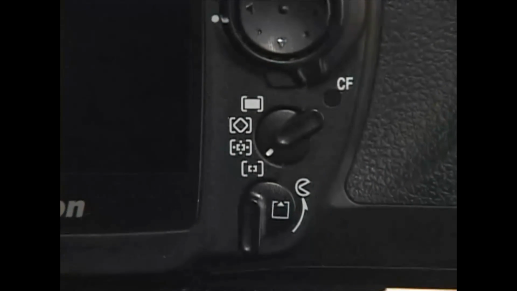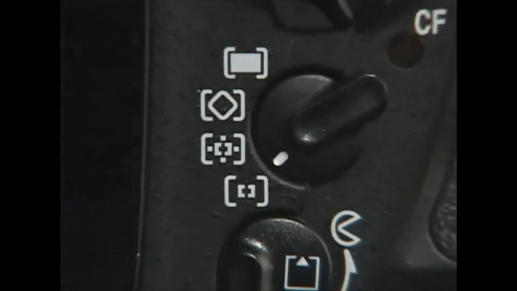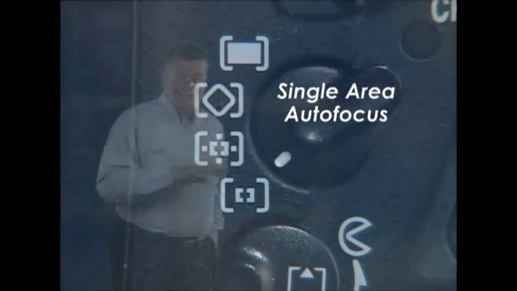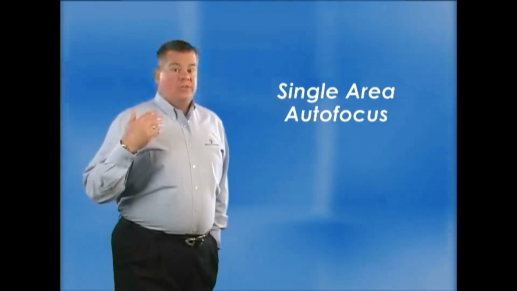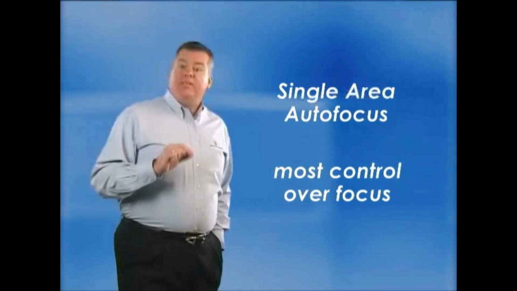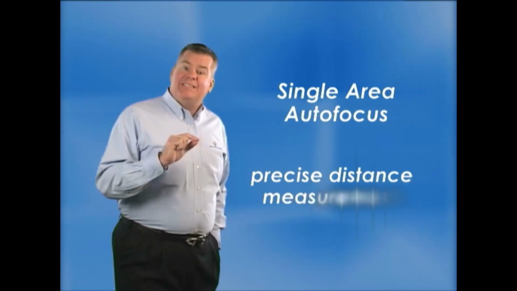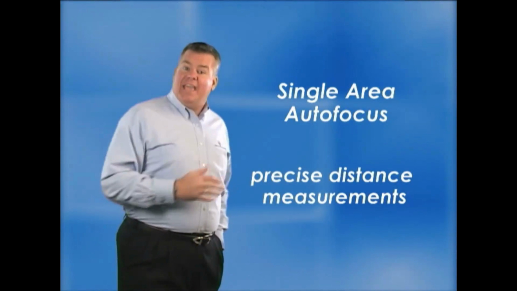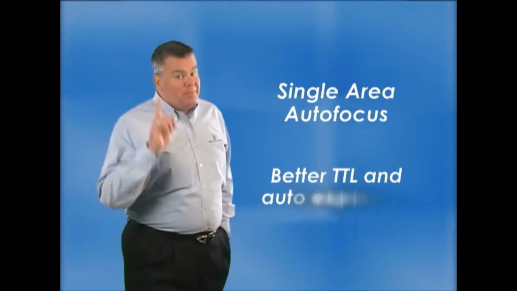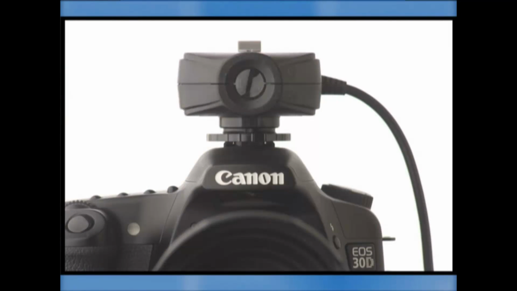And choose only one. This is called single area autofocus, and it allows you to place the exact point of focus, which not only gives you the most control over where the camera will focus, but it will give the most precise distance measurements back to the camera and back to the Qflash and result in better TTL and better auto exposures.